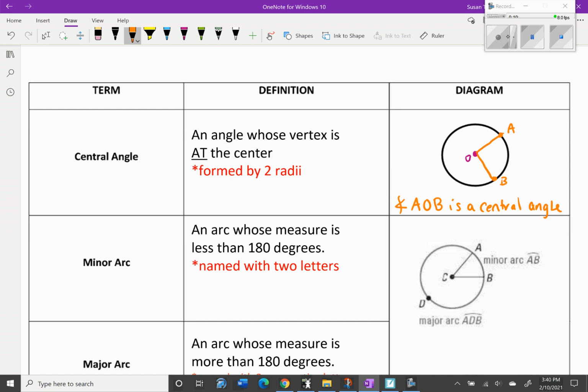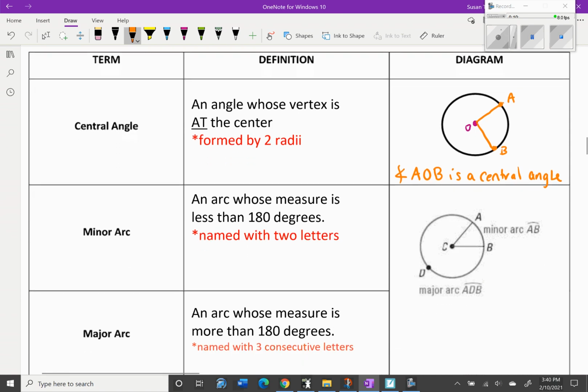The next is a minor arc. A minor arc is an arc whose measure is less than 180 degrees. It is named with 2 letters. So for this one, the minor arc we could say would be AB, or you could say BA, doesn't matter what order. So that minor arc is this little piece right here.